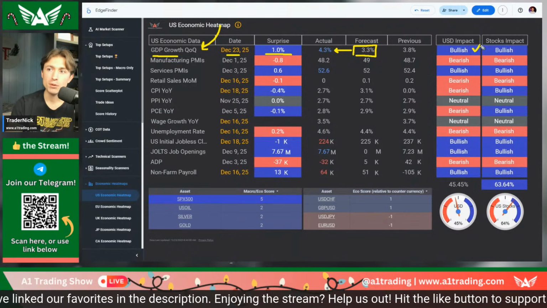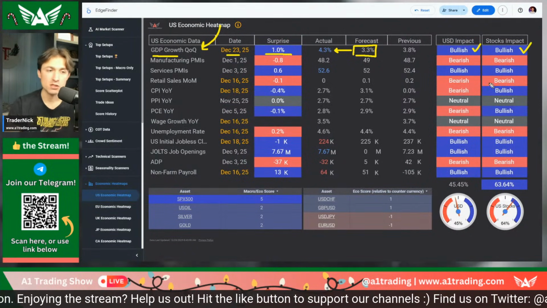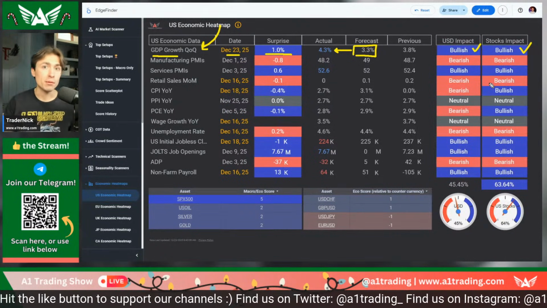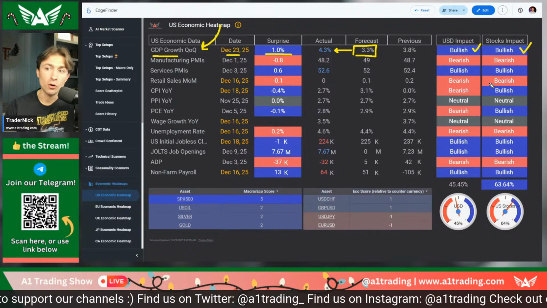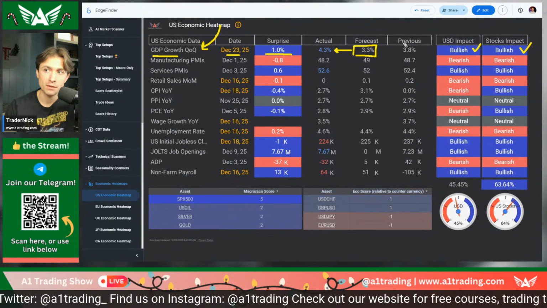So that gives a bullish impact to the US dollar in our scoring mechanism and a bullish impact on the US stock market. Why? Stronger growth means probably stronger earnings growth for companies. So it's bullish for stocks, bullish for the dollar.